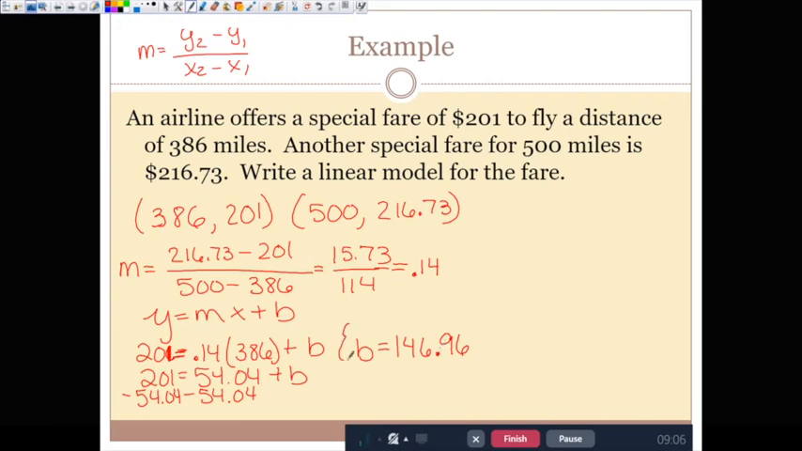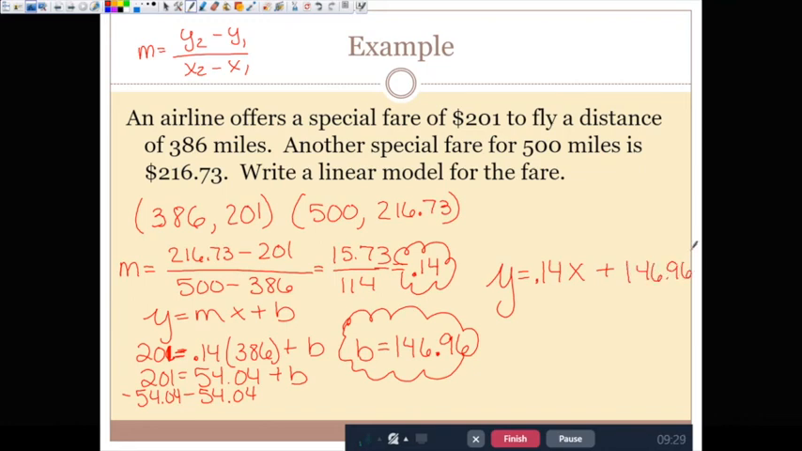So now that I have my b and my m, I can write my equation. Can somebody help me write that? It's going to be y equals 0.14x plus 146.96. From here, I could find out if I flew 700 miles, how much would it cost? I could also have a cost of like $856.36 and find out how many miles I'm flying then. So you can find out like anything from this equation now, okay?